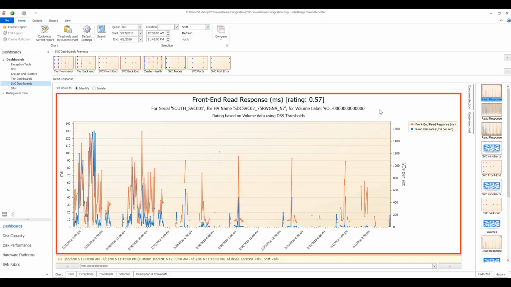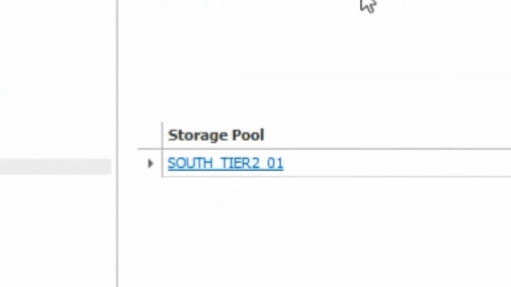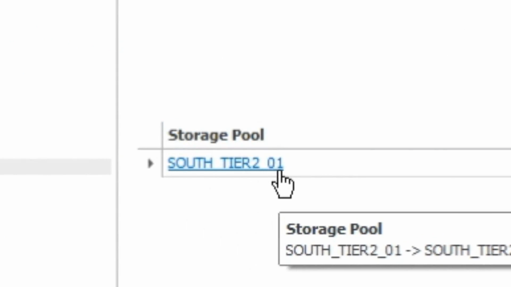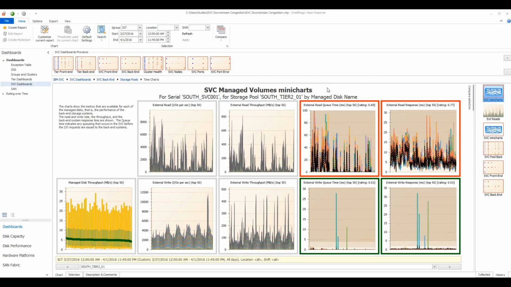In order to better understand what is happening on the back end, we should identify the storage pool by clicking on the Identify drill down. We can see that volume 6 belongs to south_tier2_01. Let's take a look at the backend performance for this storage pool. As you can see on the set of multi-charts for south, there's lots of queuing and high response times for this storage pool. The queue time is greater than 100 milliseconds at times. This explains the high front-end read response time.